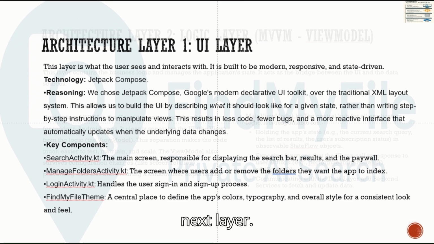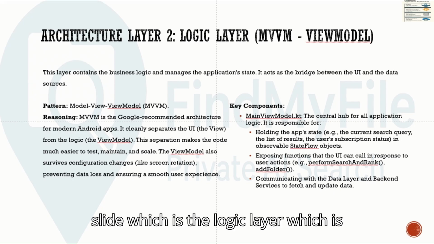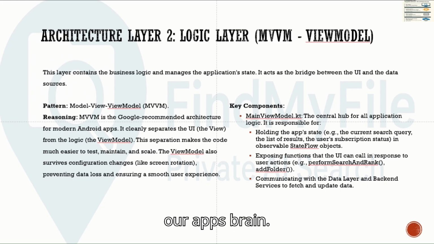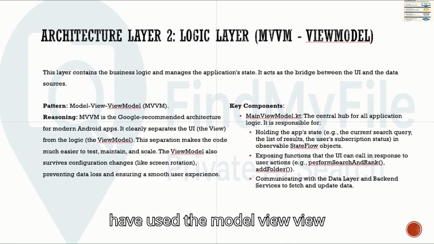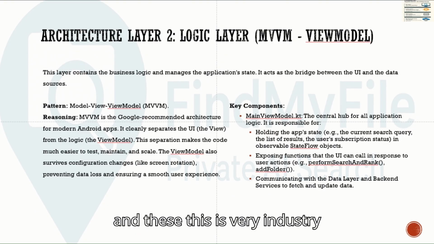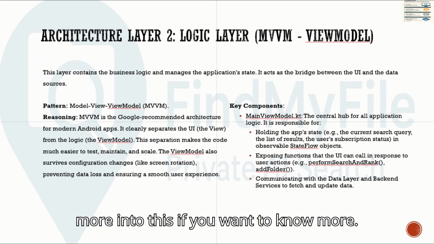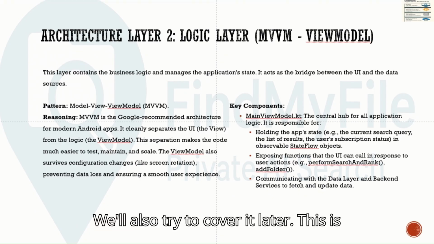Now, we'll move on to the next layer. Okay. So now we have reached the next slide, which is the logic layer, which is our app's brain. This is where the application's intelligence lives. We have used the Model-View-ViewModel architecture. It's called MVVM, and this is very industry standard. So you should research more into this if you want to know more. We'll also try to cover it later.